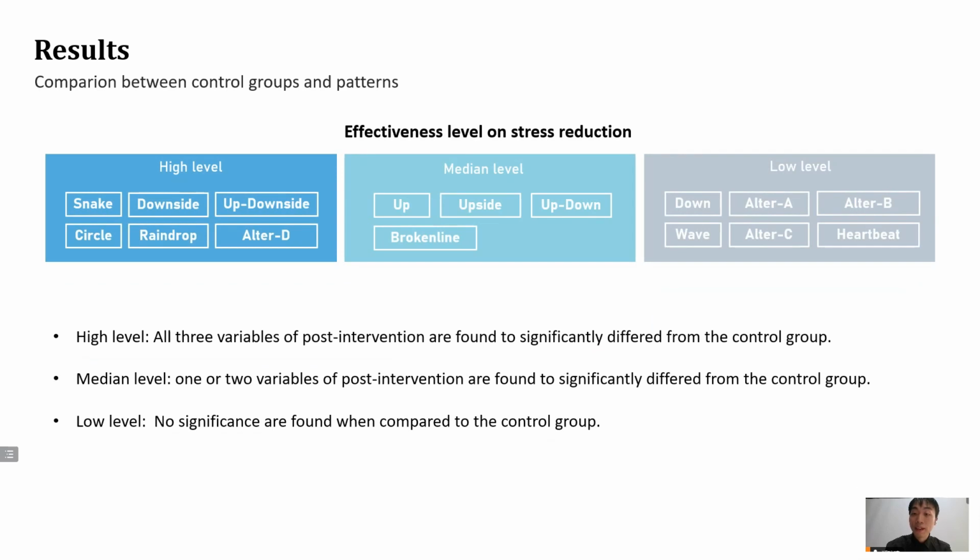Further, we compared subjects' stress and emotional states after the intervention within each group separately. Special attention was paid to comparisons between the different vibration patterns and the control conditions. In the results, we found that the snake, downside, up-downside, range-off, and Alter D patterns are ranked in the first level because they perform much better than the control conditions for all 3 variables.